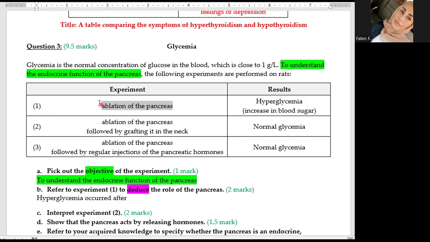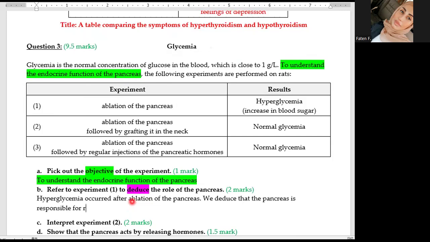After ablation of the pancreas. So what's the job of the pancreas? It was the one decreasing the amount of glucose in the blood. Okay, or controlling, regulating the amount of glucose in the blood, which is glycemia. We deduce that the pancreas is responsible for the regulation, for controlling the pattern of glycemia. Okay, yeah, we deduce that.